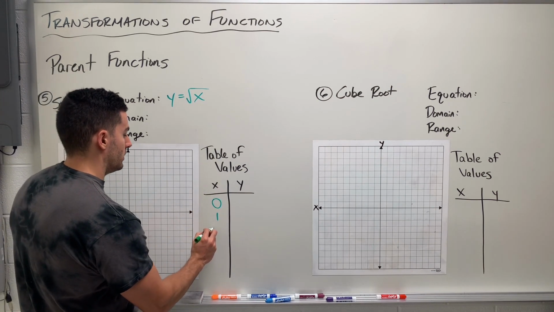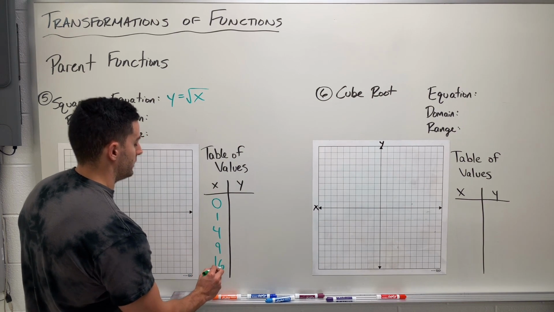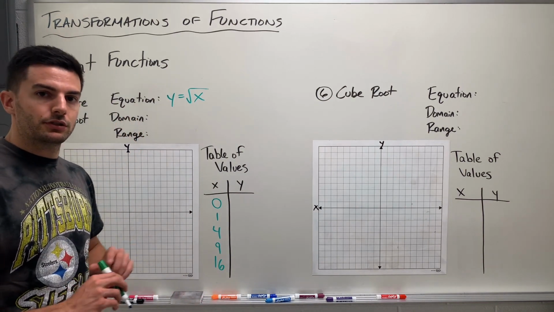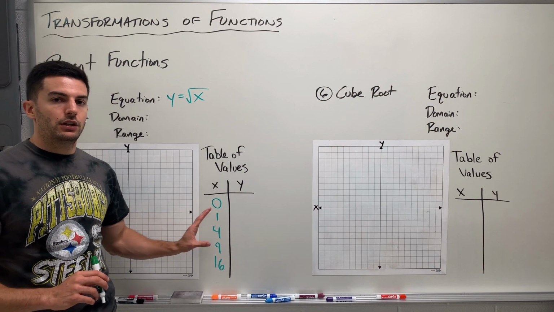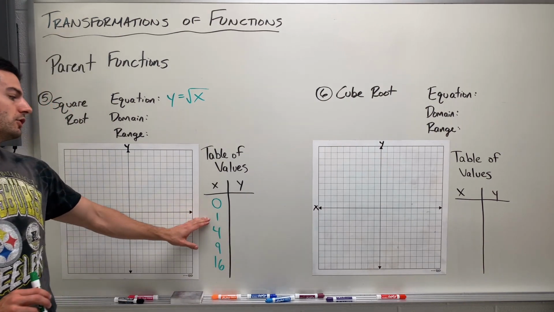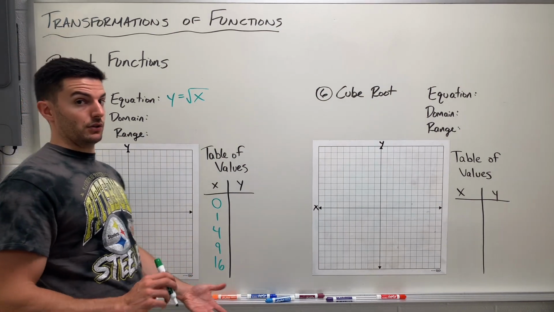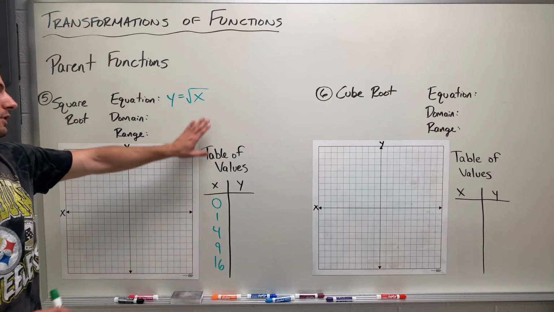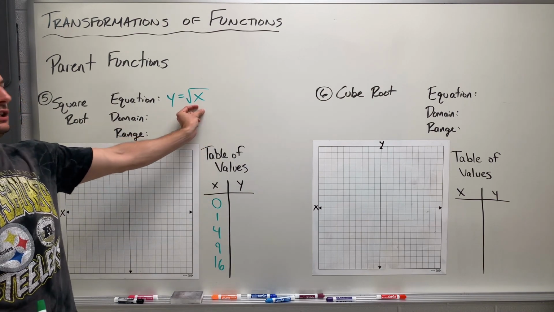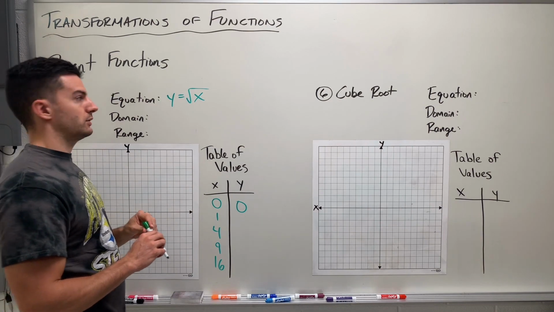0, 1, 4, 9, 16. Do you know why I would pick those? I would pick these because these are numbers that are called perfect squares, meaning if I took the square root of these, I would get whole number answers. If you don't know what I mean by that, look at this. If I put in 0 in here, what's the square root of 0? Or what times itself equals 0? 0, yeah, 0 times 0 is 0.